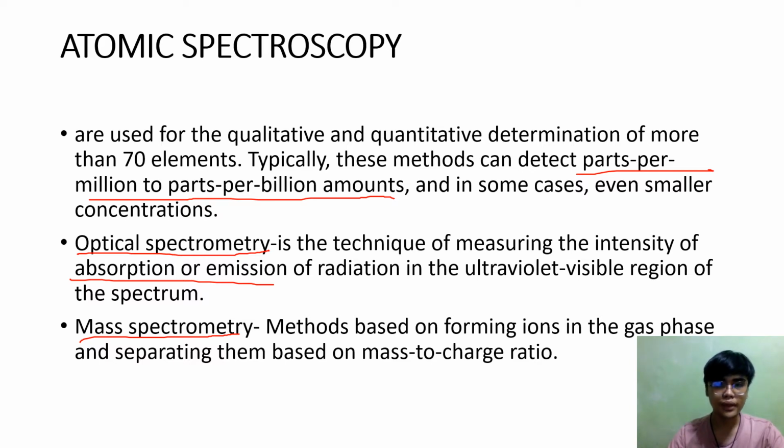Mass spectrometry methods are based on forming ions in the gas phase and separating them based on mass to charge ratio. In mass spectrometry, analyte molecules are converted into ions by applying energy to them. The ions formed are separated on the basis of their mass to charge ratio and directed to a transducer that converts the ion abundance into an electrical signal.